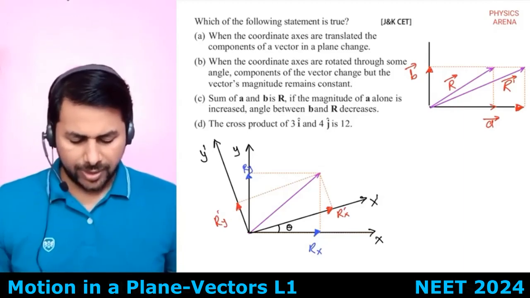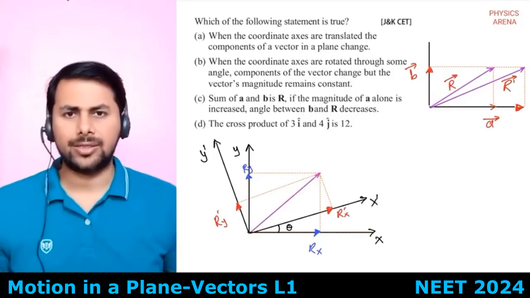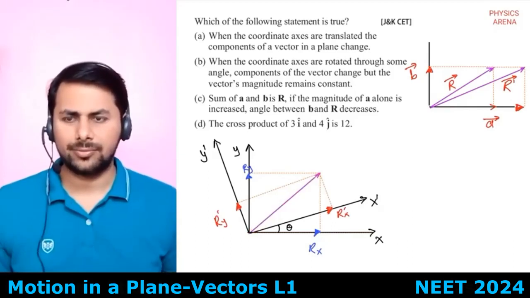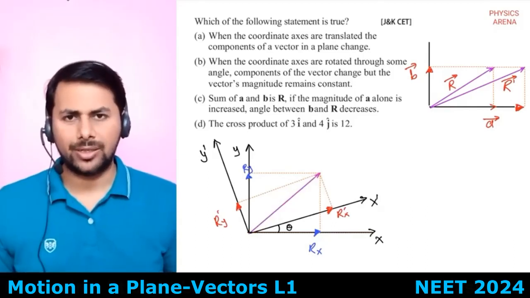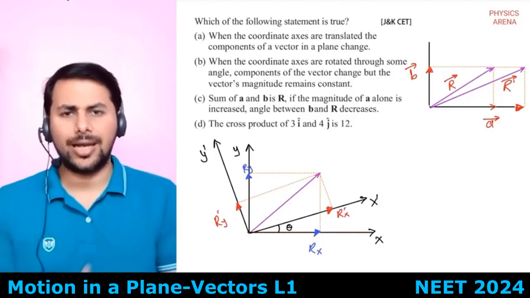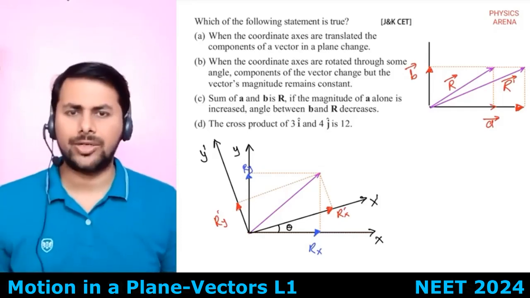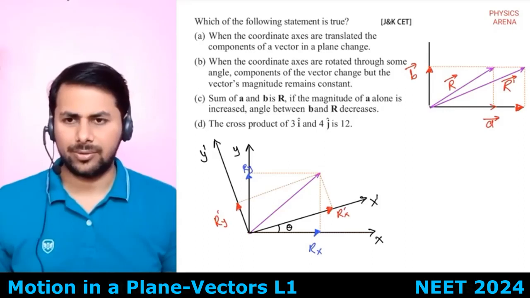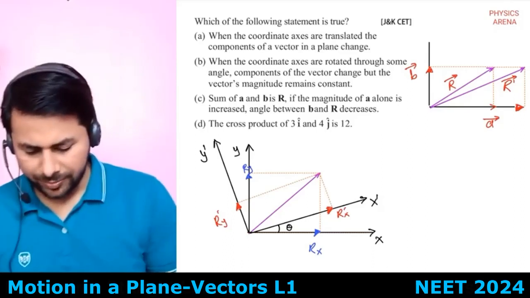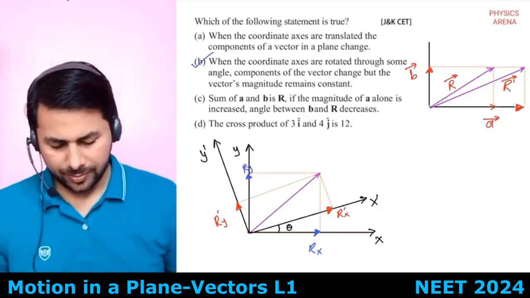But now components have changed, but the magnitude of this vector, it will not change, right? What is magnitude of vector? Magnitude of vector is the length of the vector. So you are rotating axis, you are not stretching or doing anything on the vector, so therefore its magnitude will remain same. Okay, so that's the explanation. Is it clear, Raghu? Yes, sir. Okay, so this is option B.